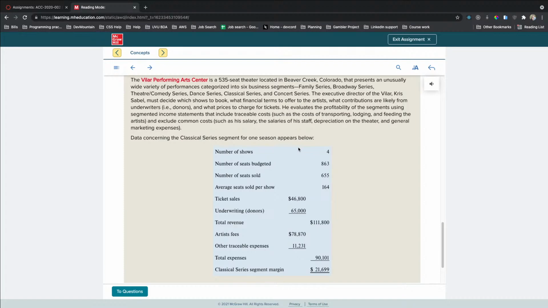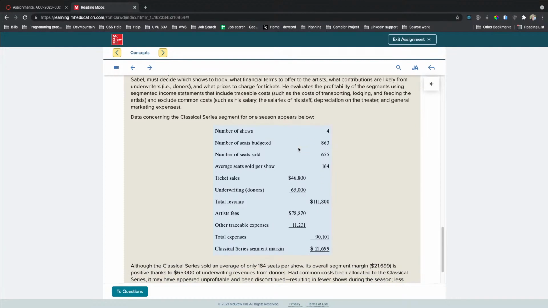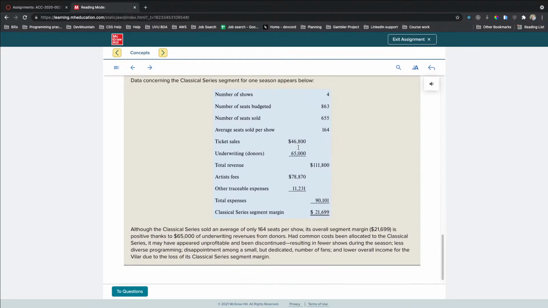must decide which shows to book, what financial terms to offer to the artists, what contributions are likely from underwriters, also known as donors, and what prices to charge for tickets. He evaluates the profitability of the segments using segmented income statements that include traceable costs, such as costs of transporting, lodging, and feeding the artists, and exclude common costs such as his salary, the salaries of his staff, depreciation on the theater, and general marketing expenses. Data concerning the classical series segment for one season appears below.